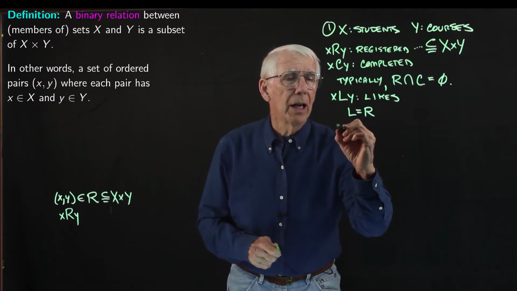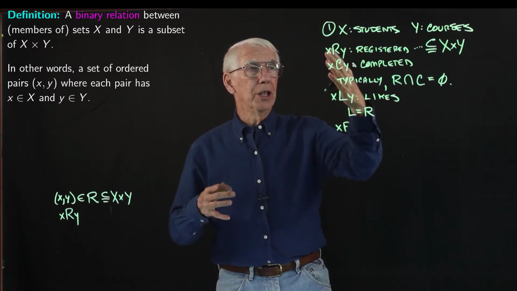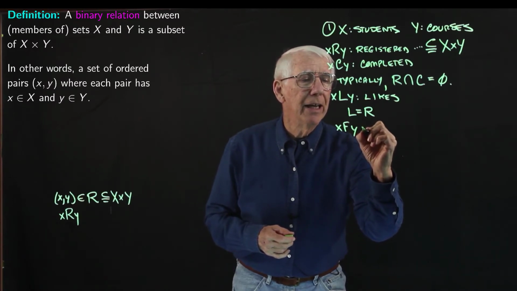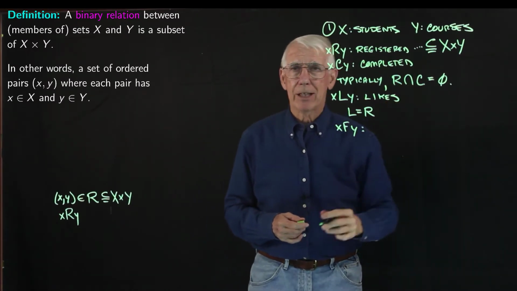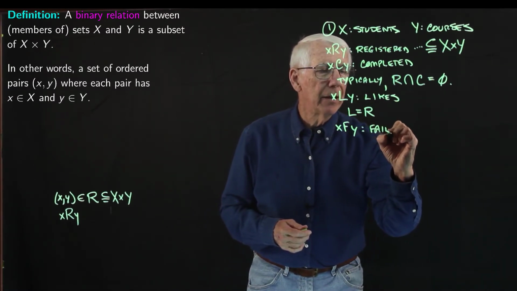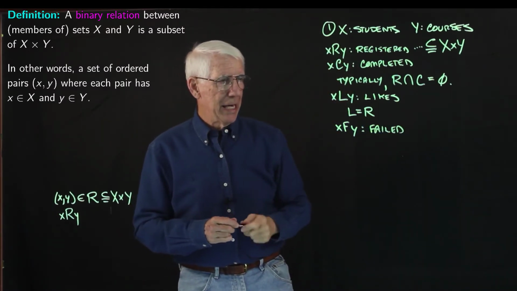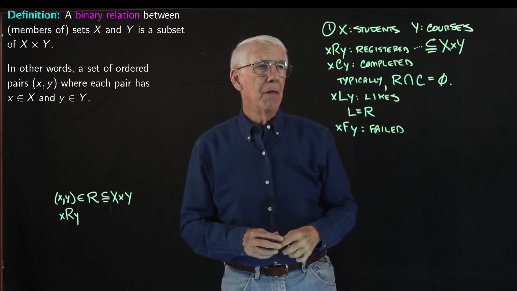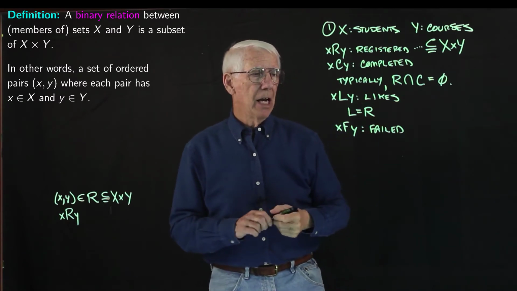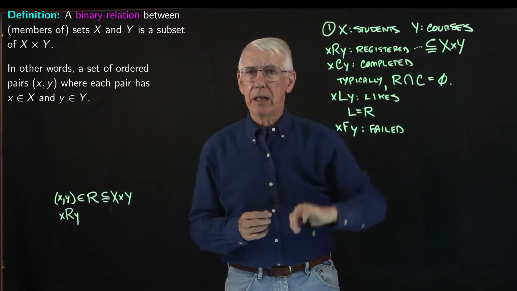And let's do one last example here with one last version of our example with students and courses. Let's look at the relation F, another subset of X cross Y. Let's suppose that X F Y means that student X failed course Y. And let's suppose that for the particular set of students and the particular set of courses we have, none of these students has failed any of these courses.